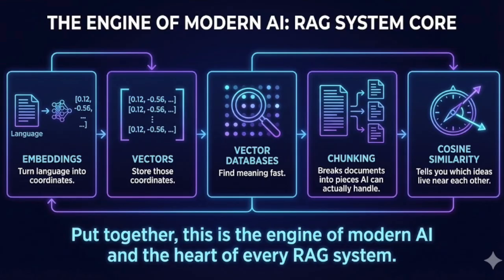Final memory story. Embeddings turn language into coordinates. Vectors store those coordinates. Vector databases find meaning fast. Chunking breaks documents into pieces AI can actually handle. Cosine similarity tells you which ideas live near each other. Put together, this is the engine of modern AI and the heart of every RAG system you'll build.